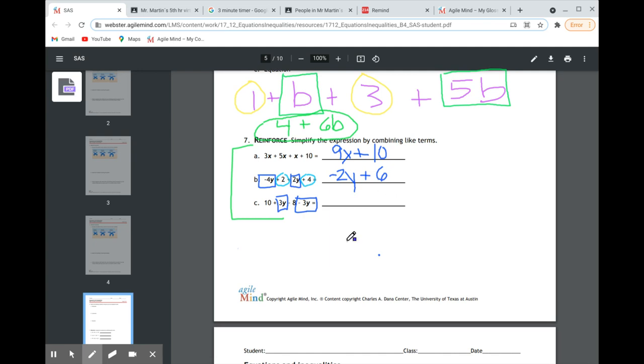All right. And so then we have 10 minus 8, which is what? 2. And so what's 2 plus 0? 2. So our answer is going to be what? 2. So I want you to make sure you get that written down in your word book.